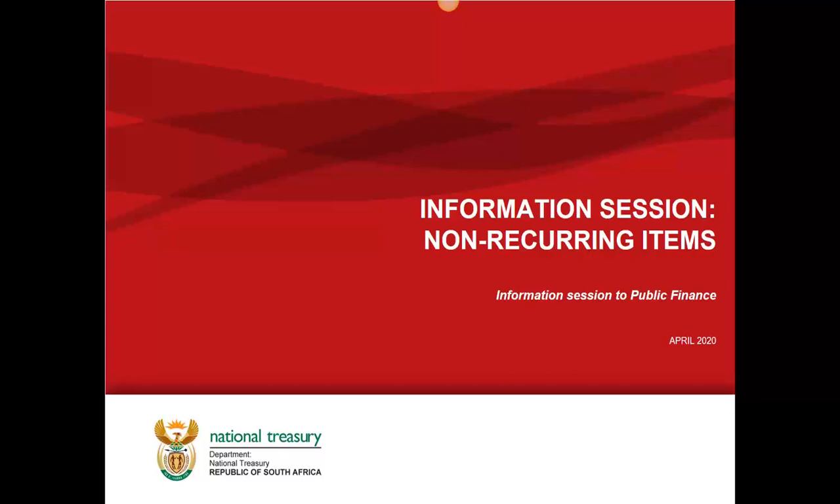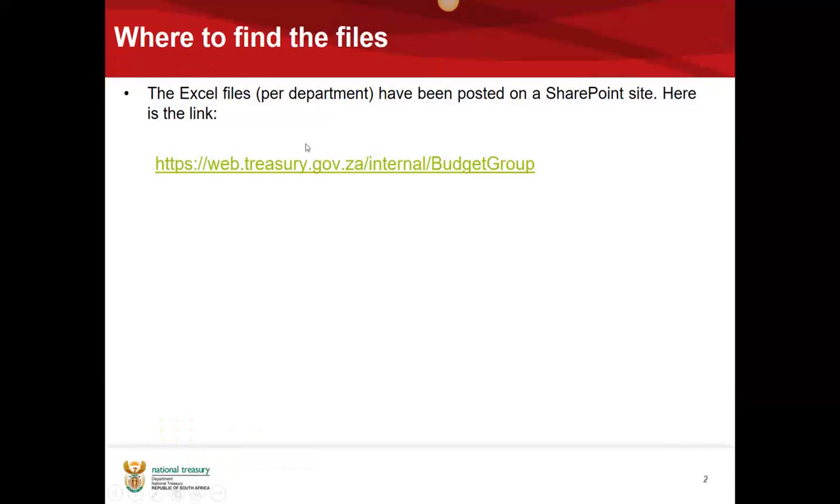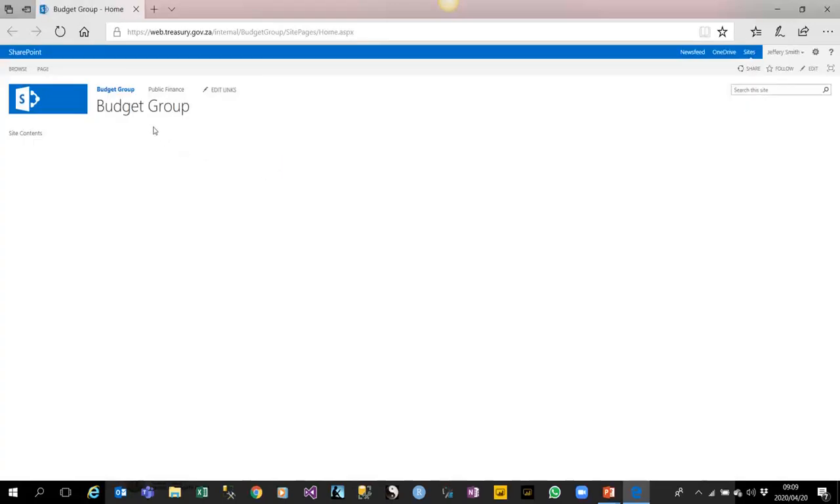This is the second part of the information session on non-recurring items, the first part being the PowerPoint presentation that was emailed to you. Also included in that email is a link to a website where the files have been placed for completion. Clicking that link will take you to a budget group landing page.